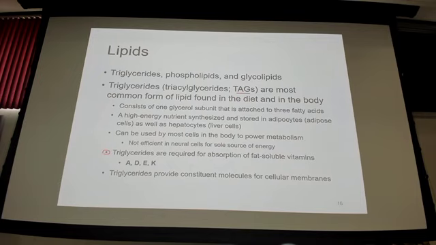Vitamin A used for seeing. Vitamin D for skin and energy. Vitamin E for antioxidant properties, and vitamin K for coagulation cascade stuff. Okay, just briefly.